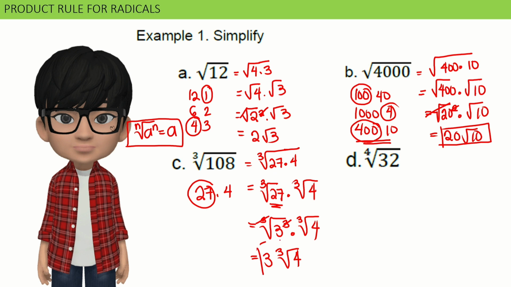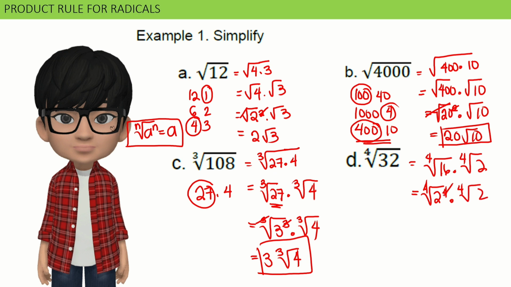Okay, and for our last example, we have the fourth root of 32. If we factor 32, that is 16 times 2. So that is simply the fourth root of 16 times the fourth root of 2. Again, we can write 16 in terms of exponent, so that's the fourth root of 2 raised to 4 times the fourth root of 2. So we can cancel this out, and the answer is simply 2 fourth root of 2. If we simplify the fourth root of 32, the answer is 2 fourth root of 2.